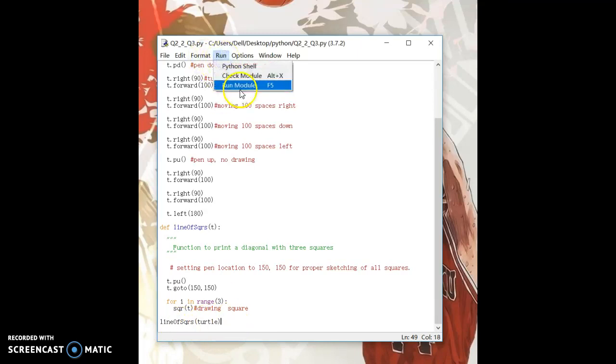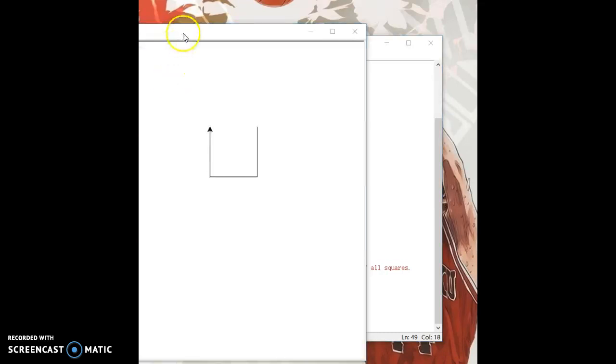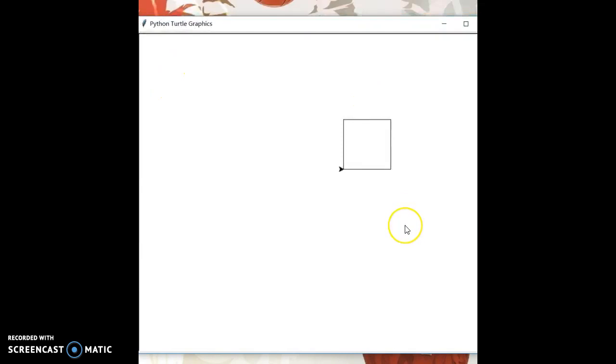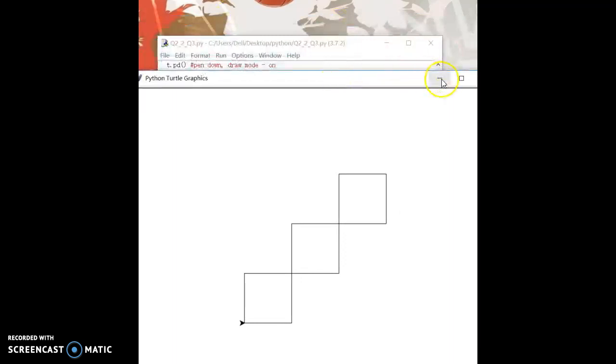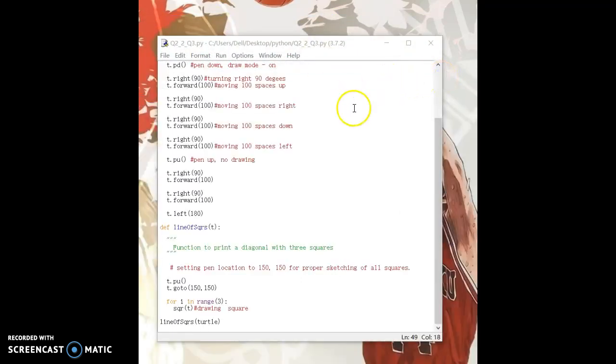So let's run this code and let's see. So here are the three squares for this question. So this is the explanation for question number 3.